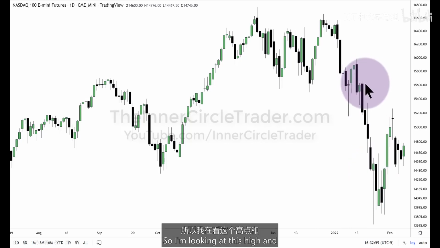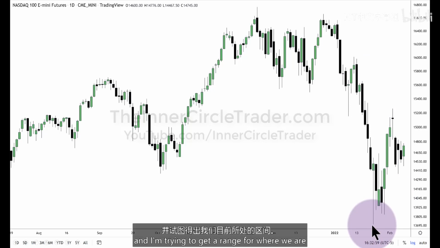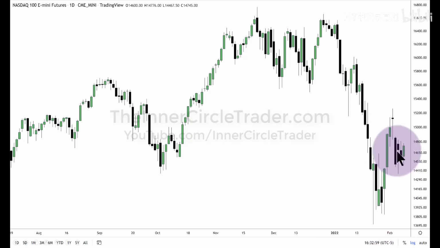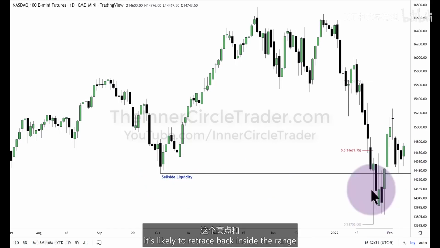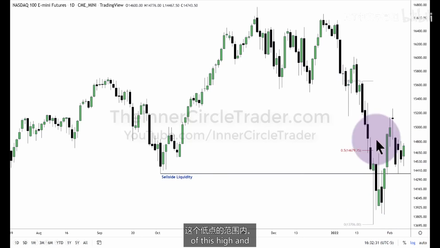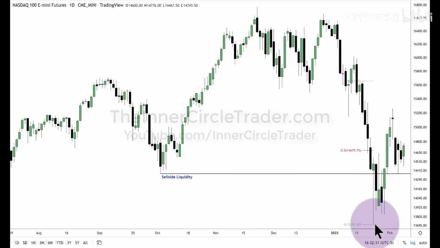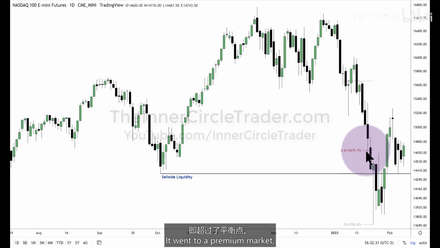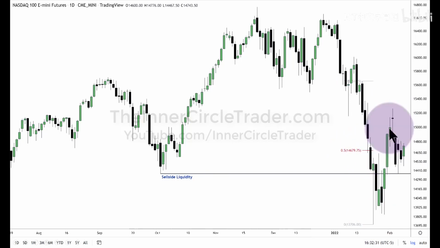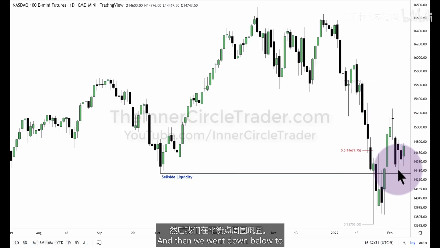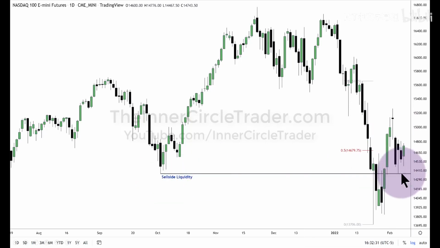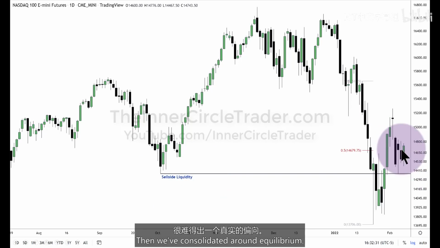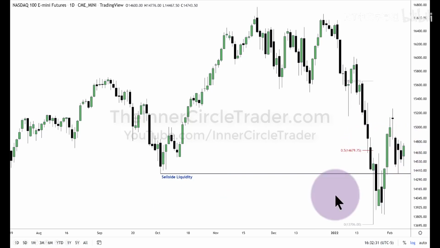So I'm looking at this high and this low, and I'm trying to get a range for where we are at present. Once the sell side was taken out here, it's likely to retrace back inside the range of this high and this low. We've seen it come all the way back up. It went to a premium market, which is above equilibrium here. And then we went down below to a discount, bounced off of the old low here. Then we've consolidated around equilibrium.